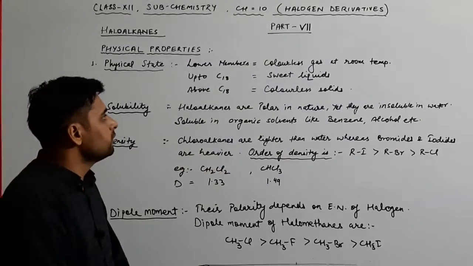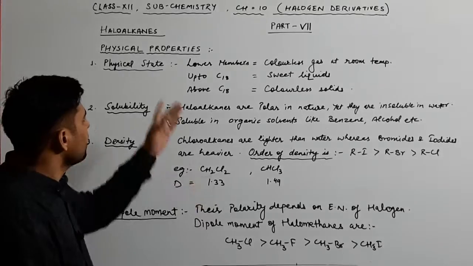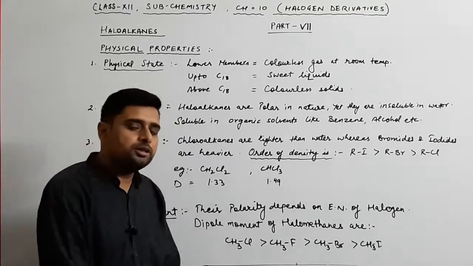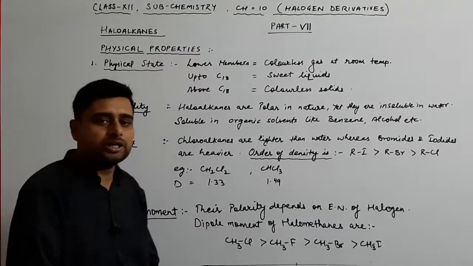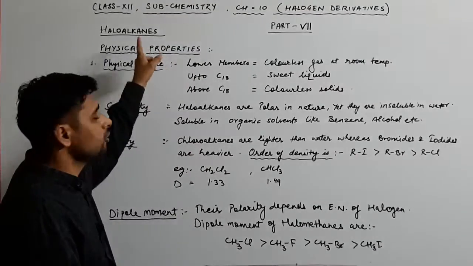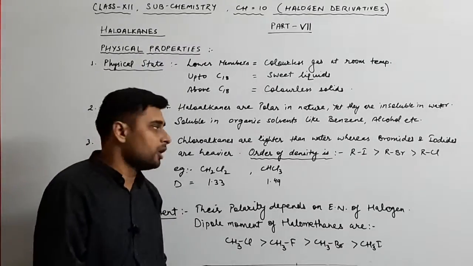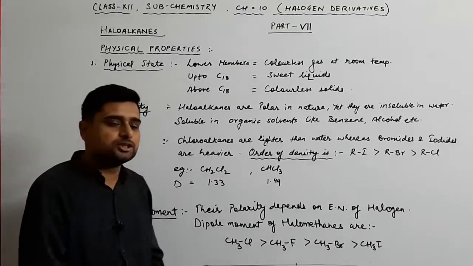Today we will start our next part number 7 of chapter number 10, Halogen. Students, in this video we will discuss the physical properties of halogens. Now let's start. The first physical property is physical state.